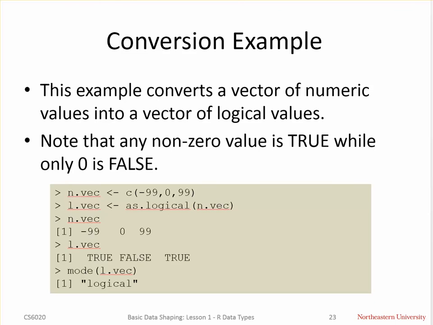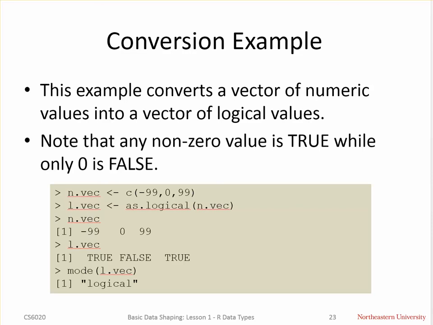There's a couple of simple examples on doing a conversion. So this example converts a vector of numeric values into a vector of logical values. So now, of course, you've got to understand how R treats logical values. And we said before that TRUE is a 1 and FALSE is a 0. It's actually not quite correct. In fact, R treats logical with numeric values similar to other programming languages like C and C++ and Java. So actually, any non-zero value is considered to be TRUE, and FALSE is only the value 0.